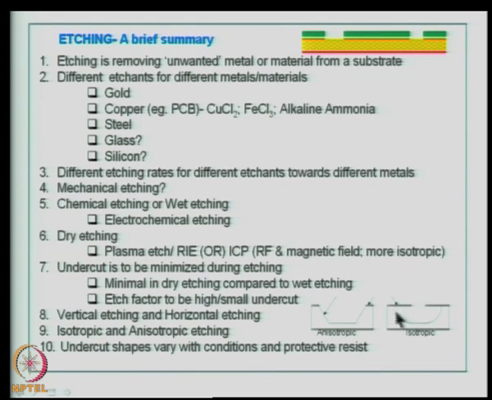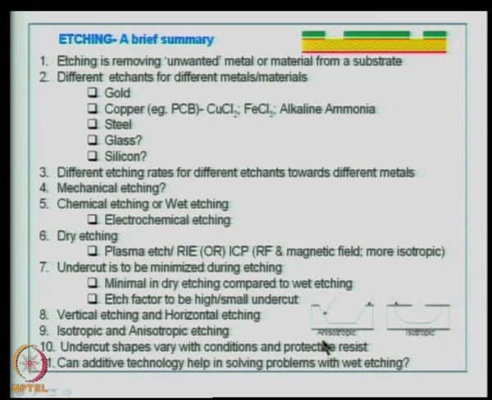You will observe more isotropic etching in the case of, let us say, plasma etching, also in the case of silicon KOH semiconductor etching, because there are different structures available and you can use suitable etchants for that. The undercut shapes in the case of PCB etching can vary with the conditions and the kind of resist that you are using.